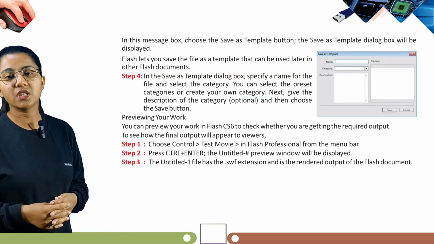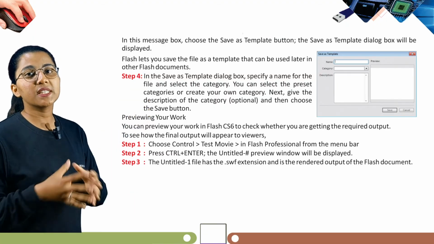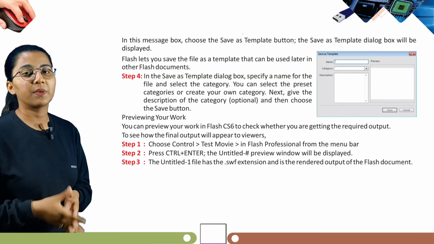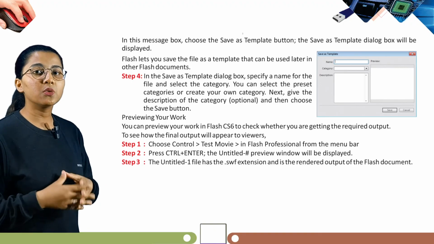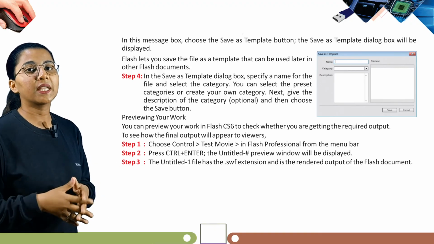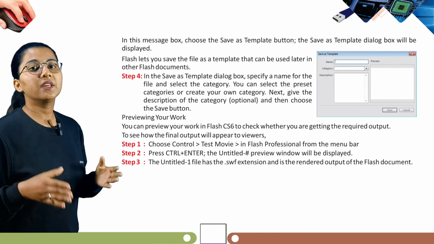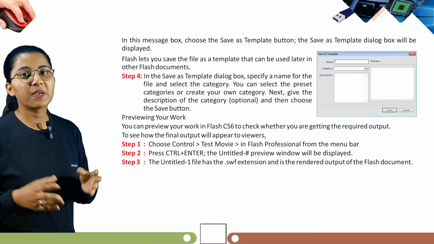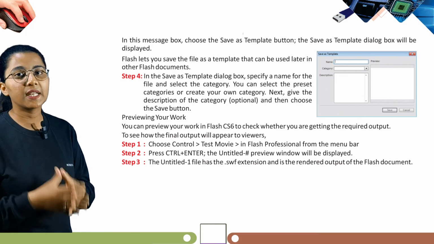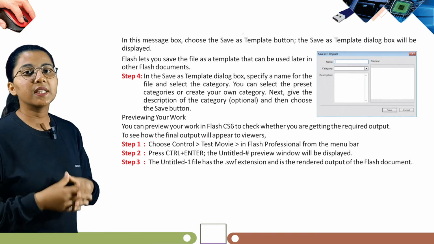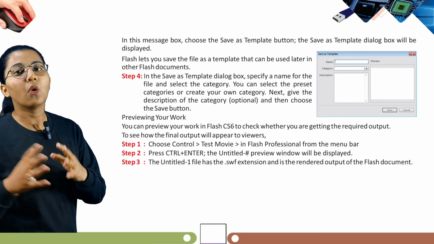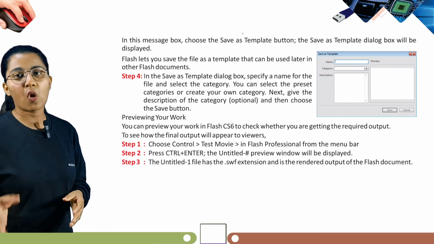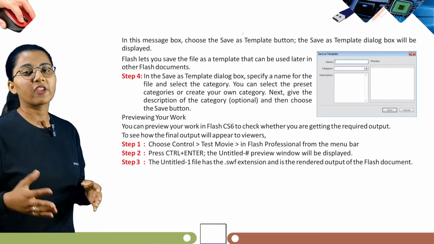Now next, in this message box, choose the Save as Template button. The Save as Template dialog box will be displayed. Flash lets you save the file as a template that can be used later in other Flash documents. Step 4. In the Save as Template dialog box, specify a name for the file and select the category. You can select the preset categories or create your own category. Next, give the description of the category, that is optional, and then choose the Save button.